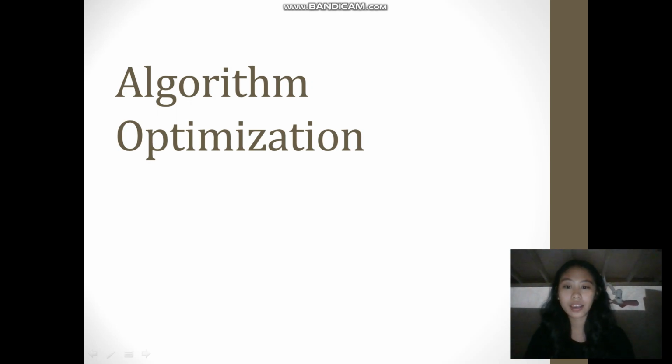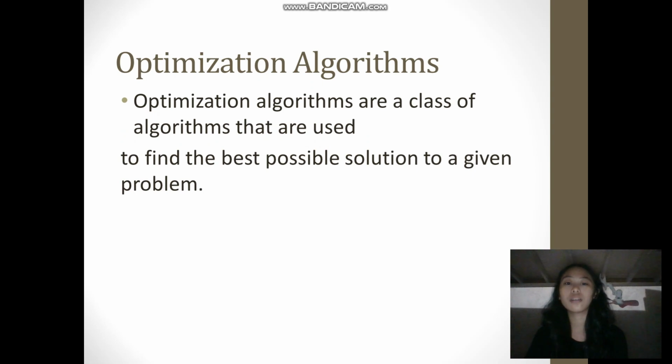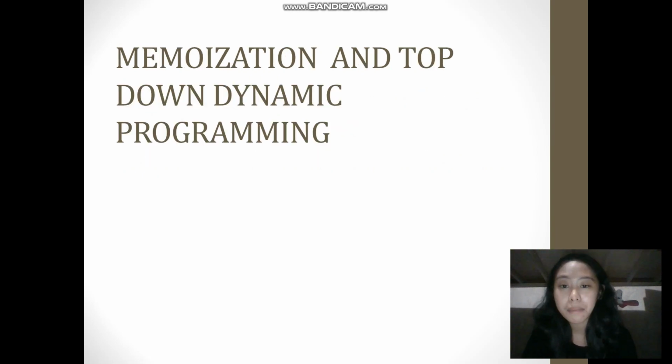Next we have algorithm optimization. So what do we mean by algorithm optimization? Optimization algorithms are a class of algorithms that are used to find the best possible solution to a given problem. So from the given definition, the algorithm works in order to find the best possible solution to a given problem.